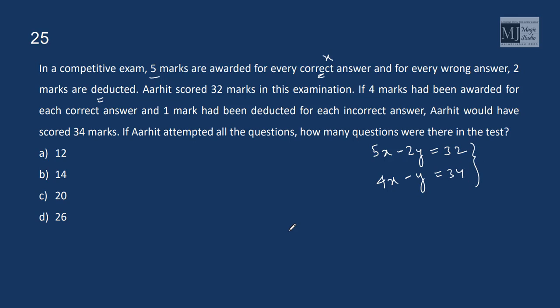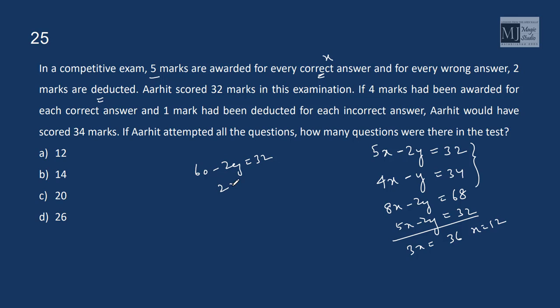We just need to solve these two equations. 8x minus 2y is 68. 5x minus 2y is 32. If I just deduct this, 3x equals 36, x is 12. So 60 minus 2y is 32, 2y is 28, y equals to 14. If Arhit attempted all the questions, how many questions were there in the test? Number of questions there in the test are x plus y. 12 plus 14 is 26.